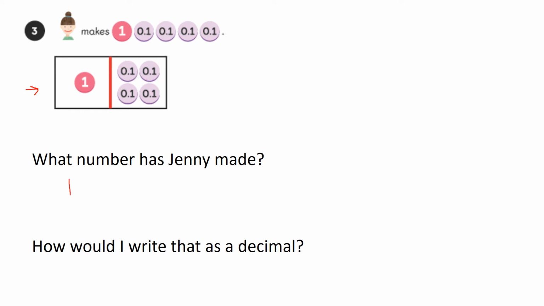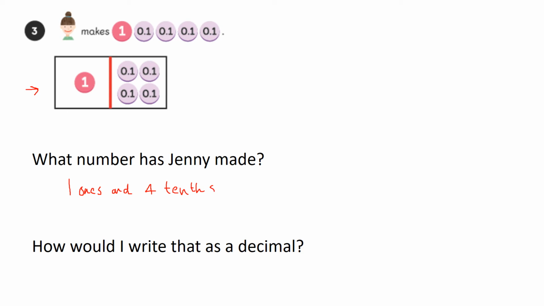I'm hoping that you're able to see that Jenny has created 1 ones out of counters and also how many tenths? Any ideas? Brilliant. You will see that she's created 4 tenths. Now, how am I going to write that as a decimal?